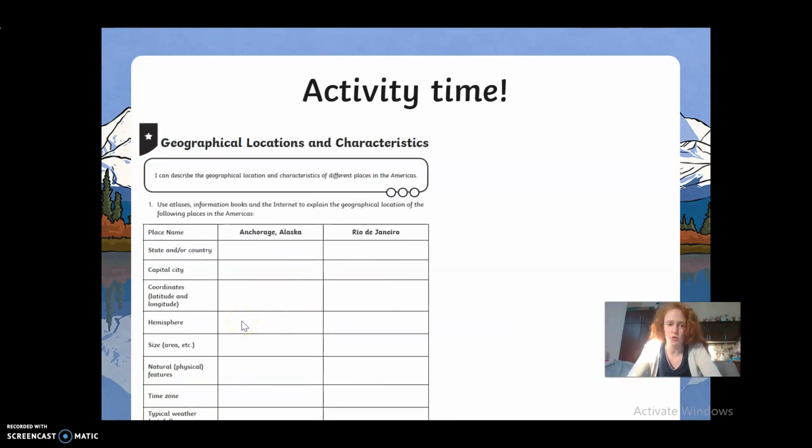You need to write what hemisphere it's on, northern, southern, what is the size, area. Again, you will be Googling the size or area of Anchorage, Alaska, okay? Natural features or physical features. You will need to write physical features of Anchorage. If you can't find any physical features of that particular city, you can put in physical features of Alaska, okay?